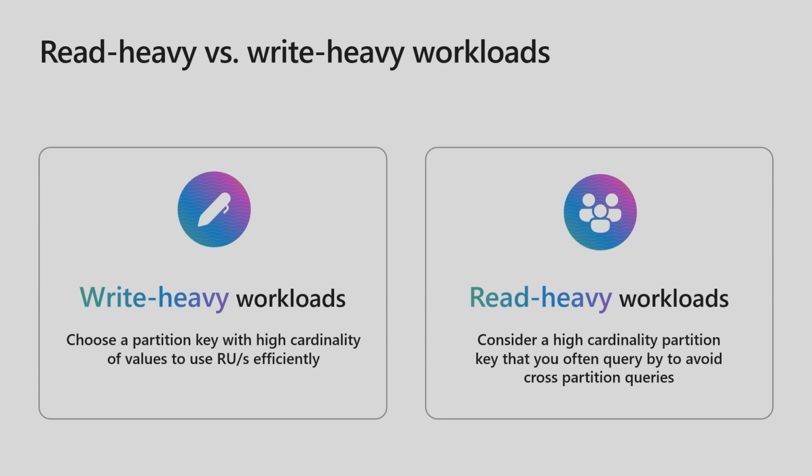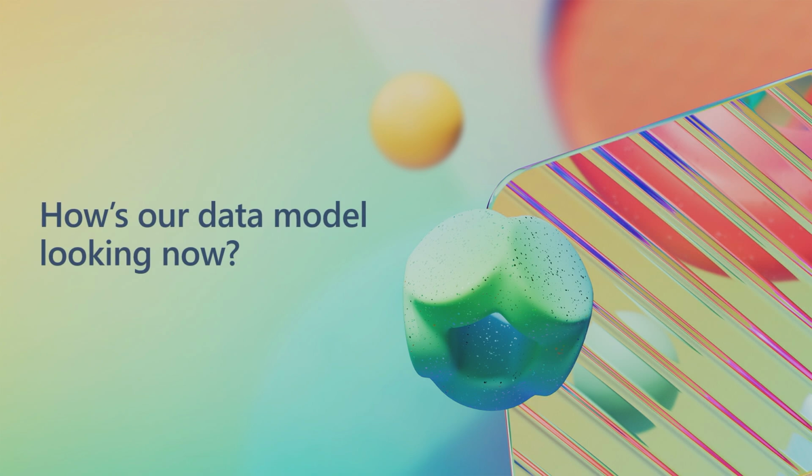And for read-heavy workloads, since we are often querying by user ID, using a partition key that you're often querying by is really important as well, which is why we decided to go with user ID as our PK. Okay, lots of stuff. Can you recap what our data model looks like in the portal?